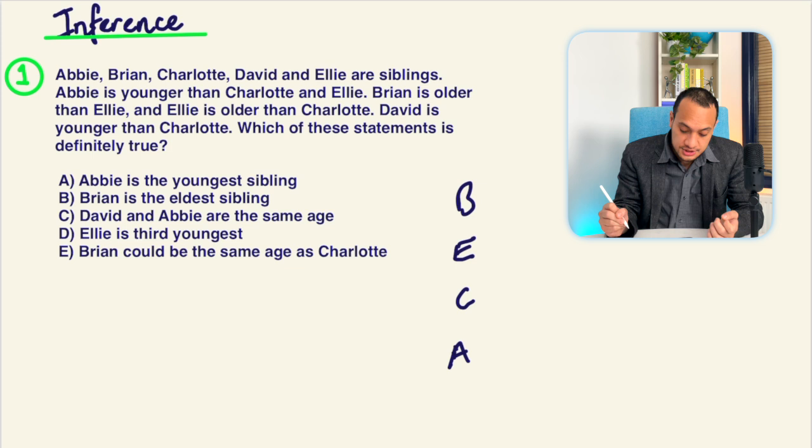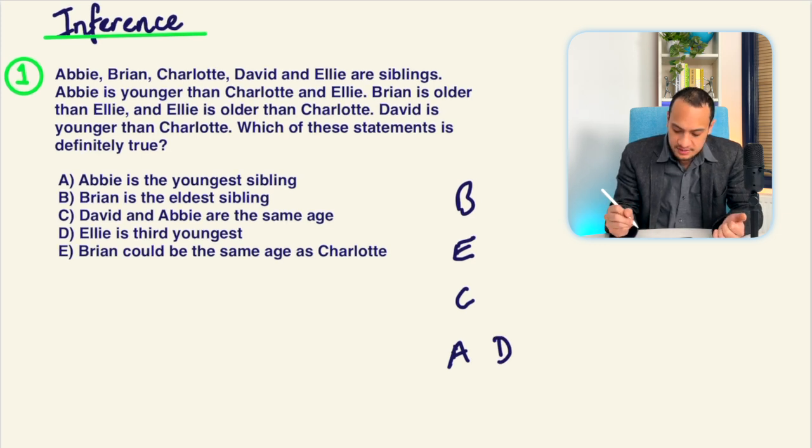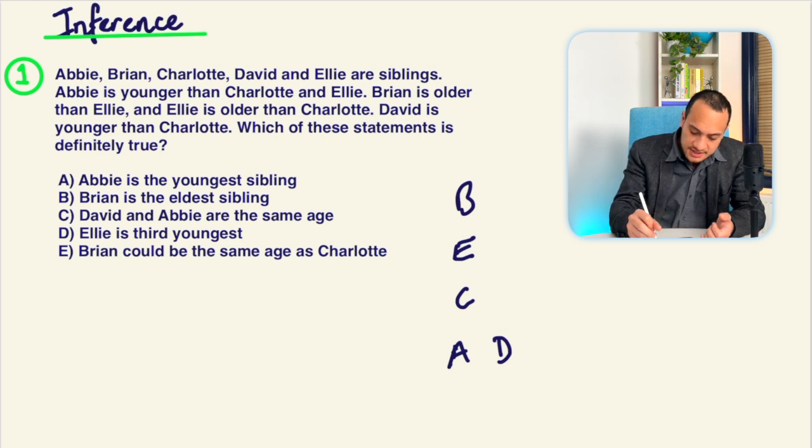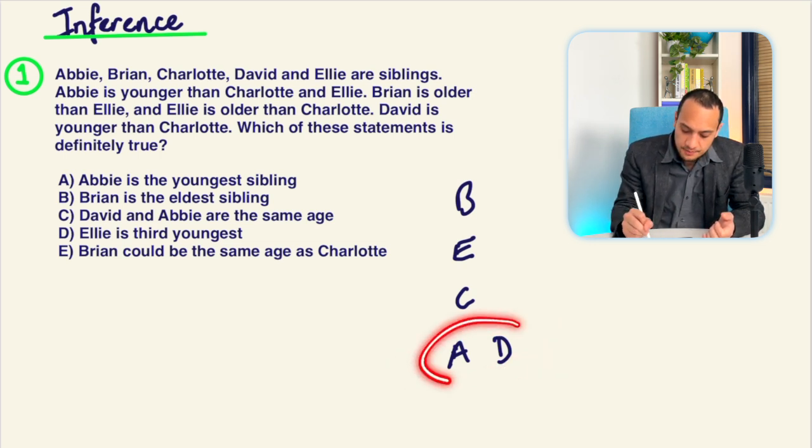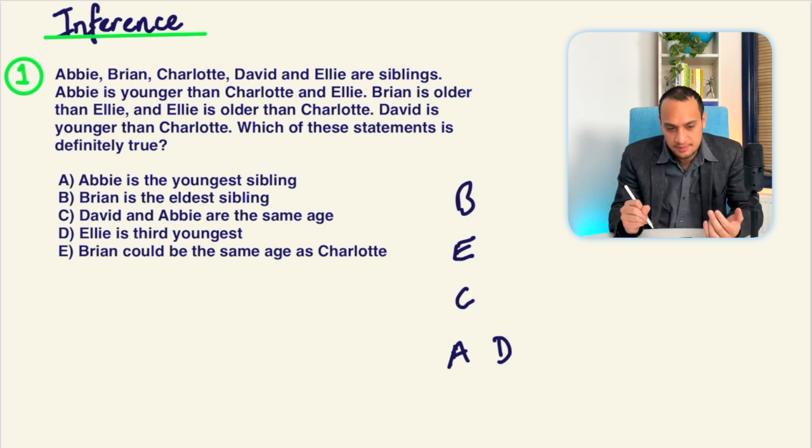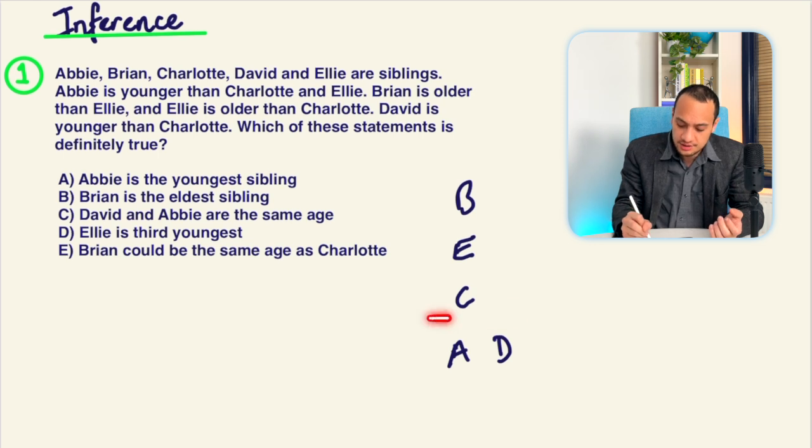David is younger than Charlotte. So David is clearly going to be down here. Notice that I haven't put David, I put David and Charlotte, David and Abby sort of together, because I don't know whether they're the same age. I don't know whether David's younger than Abby. I don't know whether David's older than Abby. I just know that he's younger than these three here.